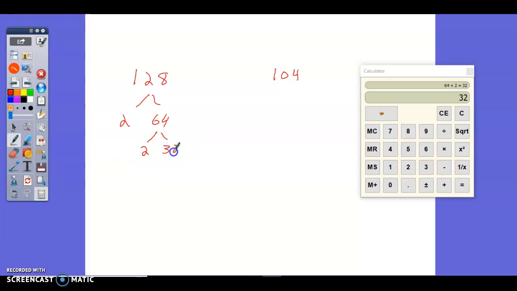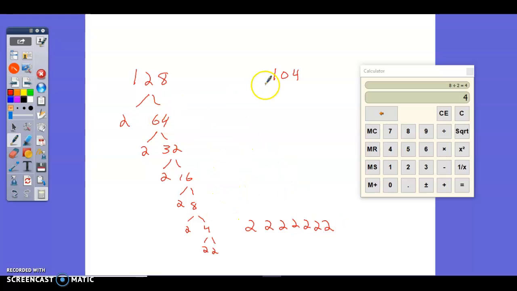2 and 32. Still even. Divided by 2. 2 and 16. Divided by 2 again. This is nice when they're even. We just keep dividing by 2. 2 and 8. Divide that by 2. We have 2 and 4. And then that is 2 and 2. Okay, lots of 2s. 1, 2, 3, 4, 5, 6, 7 2s. Oh my goodness. So I'm going to write those down. 1, 2, 3, 4, 5, 6, 7.